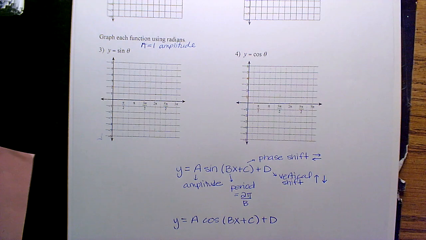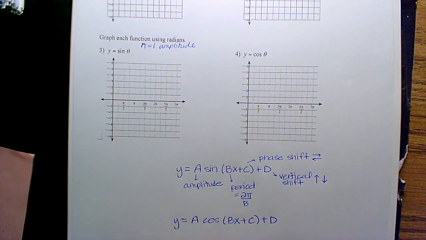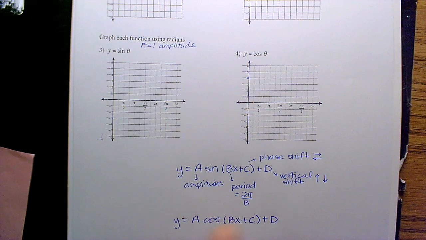So we're going to start with number 3 first, because if you notice, that x-axis is in radians: pi over 2, pi, 2 pi, 3 pi over 4. So we're starting with this one first. The amplitude is 1, because obviously the A is your amplitude. It's there, it's 1. There's no phase shift and no vertical shift, none of that, okay?